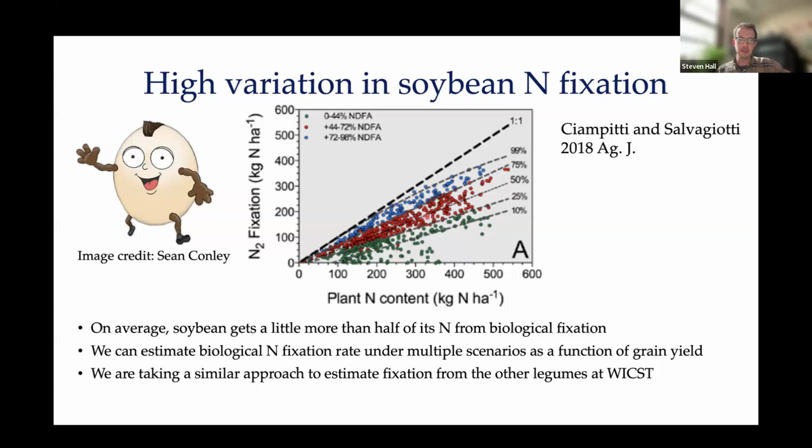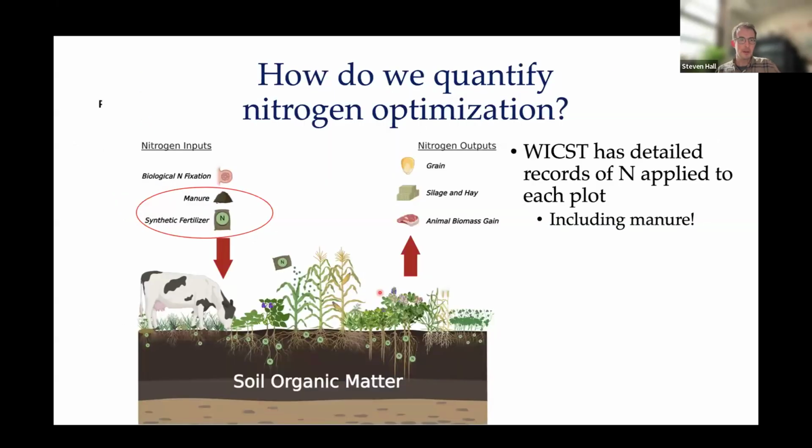And so what this means, I'll get into in just a second, is that these are approximately neutral from a nitrogen balance perspective. We remove about as much nitrogen in the soybean grain as is actually supplied through fixation. And so for these long-term nitrogen balance calculations, what we can do is use different scenarios of fixation in conjunction with our measured yield data to try to guesstimate how much of the soybean nitrogen was provided through fixation. So happy to get into the details if folks are interested. And we're using this similar sort of approach to estimate the nitrogen fixation from the other legume species that are present at Wixt.